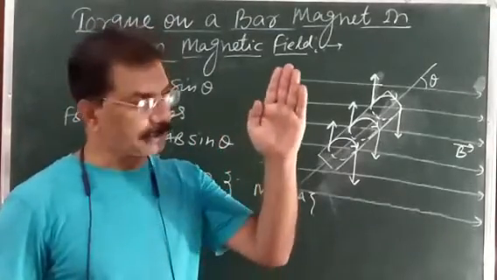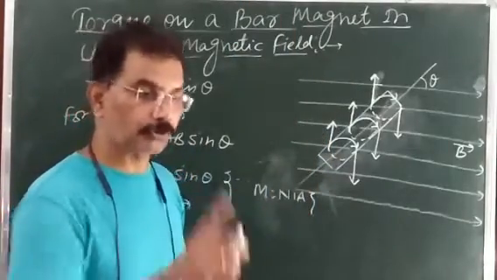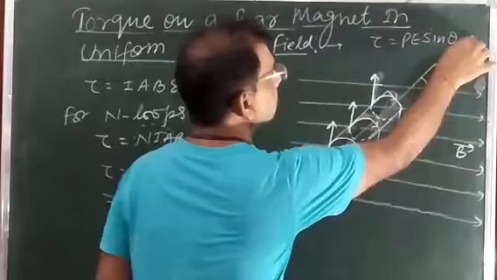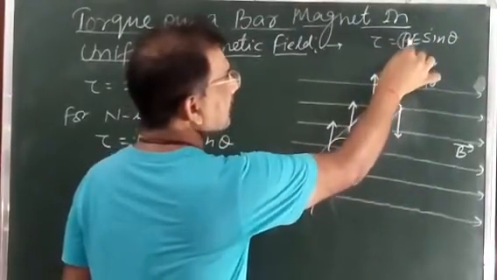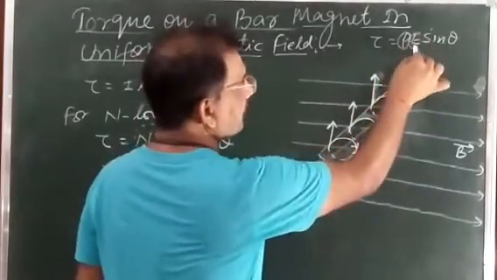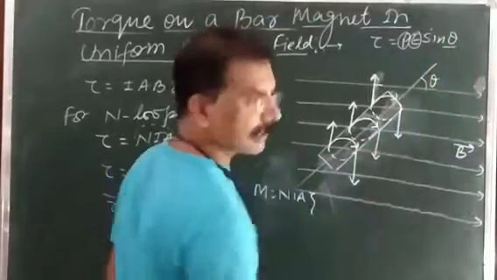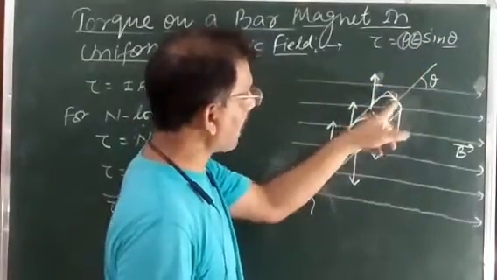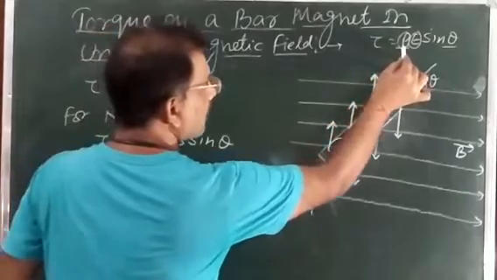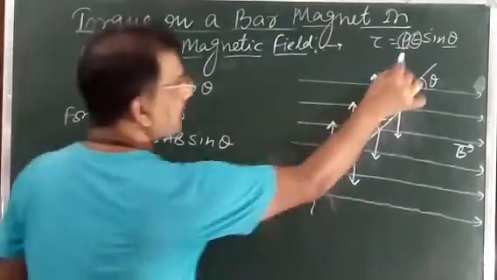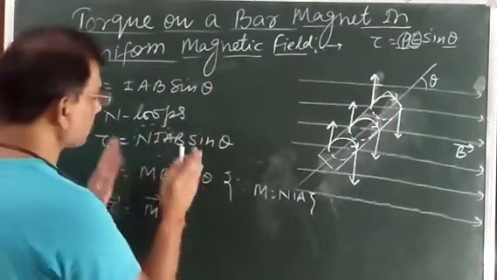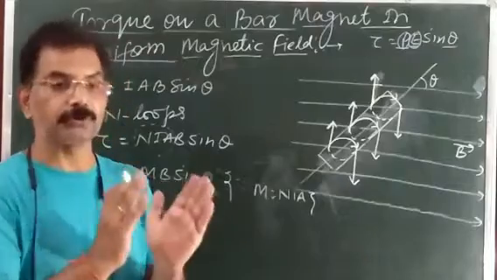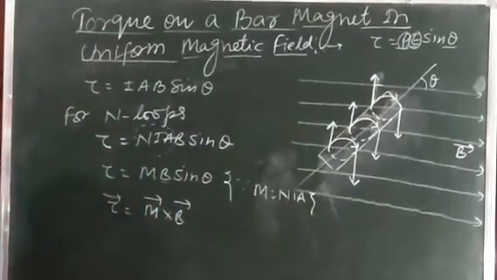Recall that when an electric dipole was placed in a uniform electric field, a torque also acted on it, and that torque was given by tau is equal to P E sin theta, where P is called the electric dipole moment, E the electric field, and theta the angle between the axis of this dipole and the electric field. We can replace this equation in the case of a magnet: in place of the electric dipole moment we take the magnetic dipole moment, and in place of the electric field we take the magnetic field. It means this formula is similar to the formula we already derived for the torque experienced by an electric dipole in a uniform electric field at an angle theta.